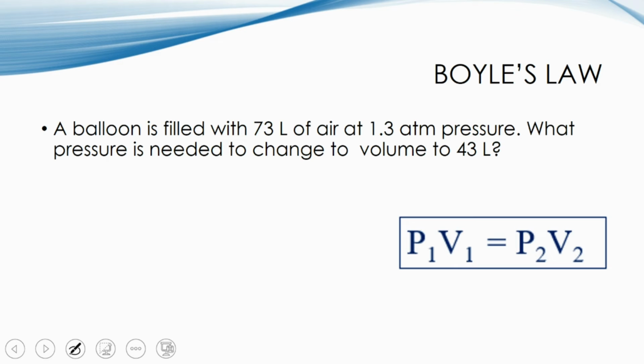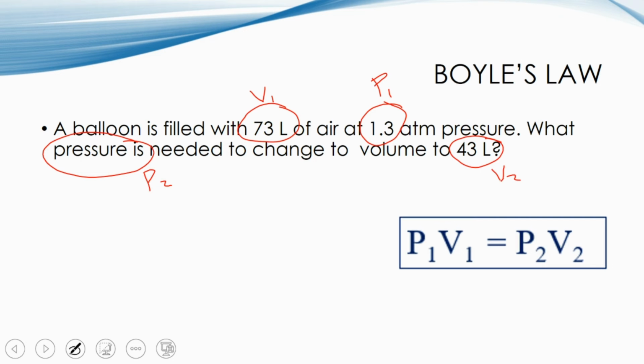So let's go ahead and do this calculation. First, let's label all of our variables. We are told that a balloon is filled, right? So that is going to be volume 1. And it's going to have a pressure of 1.3. So that's pressure 1. We are being asked, what does the pressure need to be changed to, right? So that's P2. If we want the new volume to be 43 liters, that's V2.